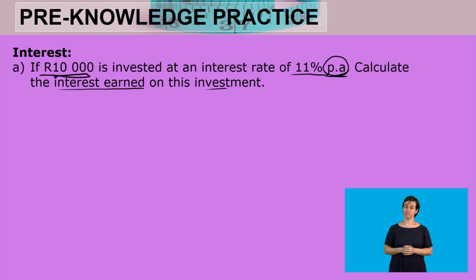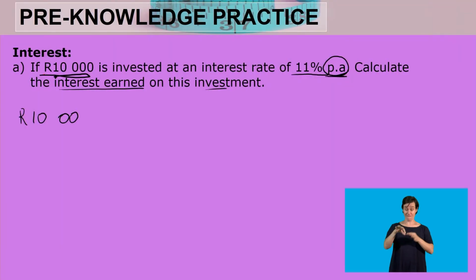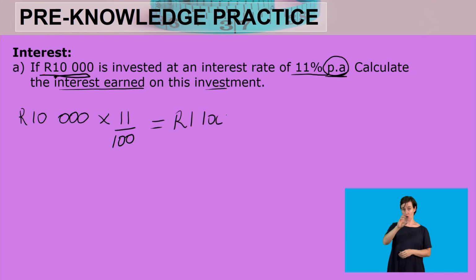So firstly, remember what you need to know. You start with what you know so that you can find what you do not know. So now what we are given here, we are given a total amount or a value of 10,000 that is to be invested at an interest rate of 11%. So 11% can also be written as 11 over 100. Then this will give you a total amount of 1,100 if you work that out on your calculator. So this is the interest that has been earned on this investment.